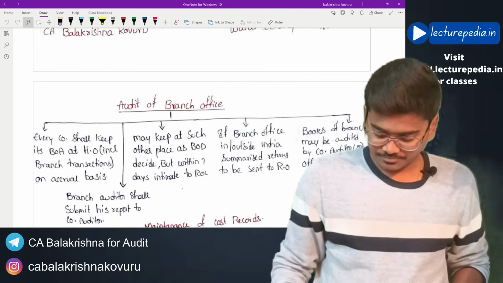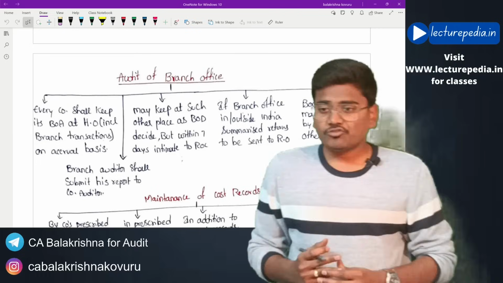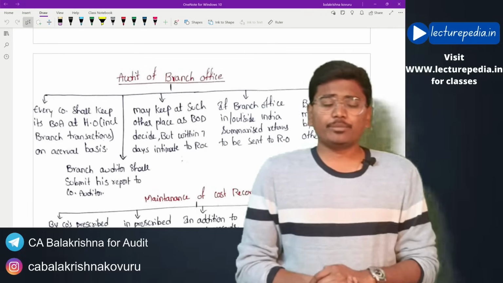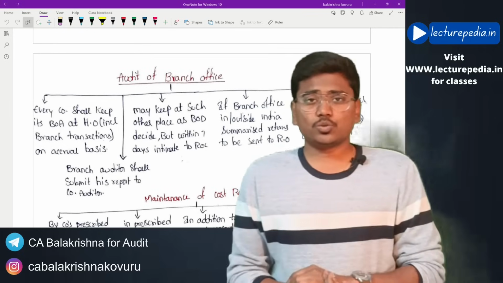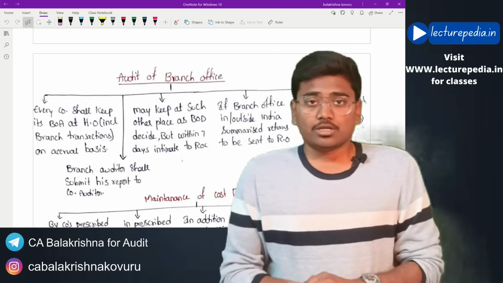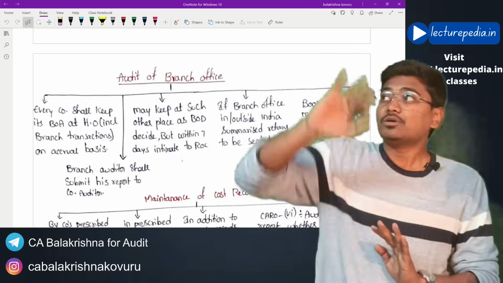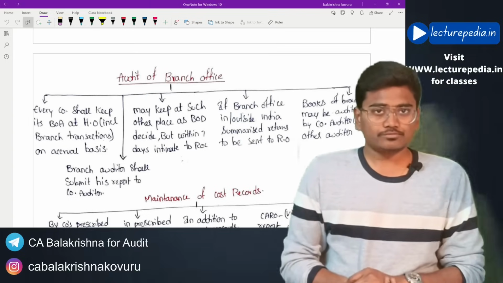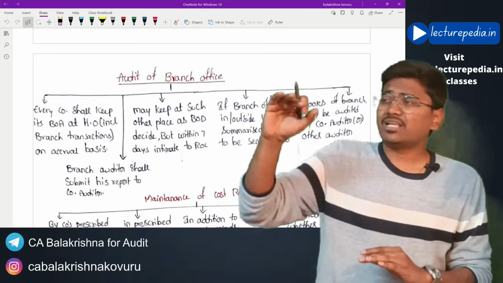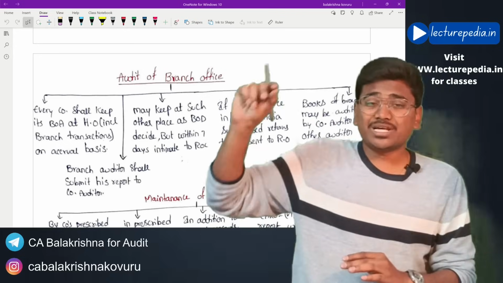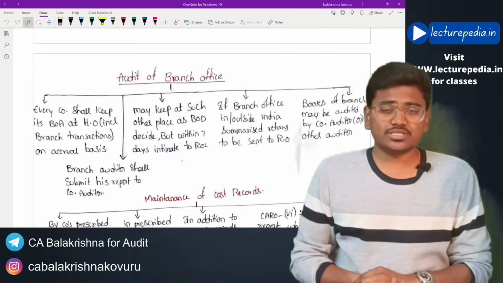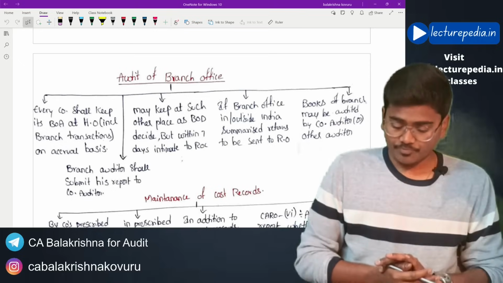Next, audit of branch office. First of all, every company, apart from maintaining books of accounts related to its head office at the registered office, should also maintain the books related to transactions of branches. On a periodical basis, the branches have to send a summary return related to transactions that have taken place at the branch to the head office. Hope this is clear.